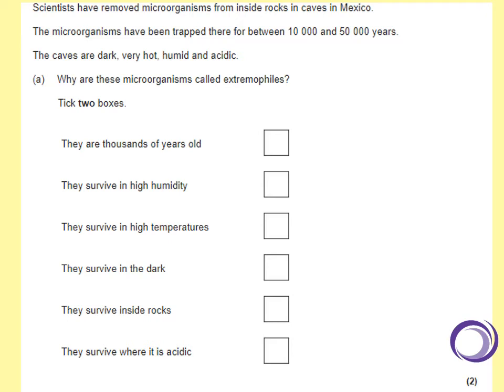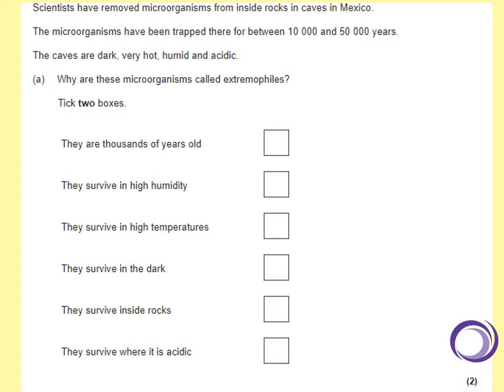Okay, so scientists have removed microorganisms from inside rocks in caves in Mexico. The microorganisms have been trapped there for between 10,000 and 50,000 years. The caves are dark, very hot, humid and acidic. Why are these microorganisms called extremophiles? Okay, so the first thing I want to share with you, if you've forgotten or if you need a recap, is the definition of an extremophile.